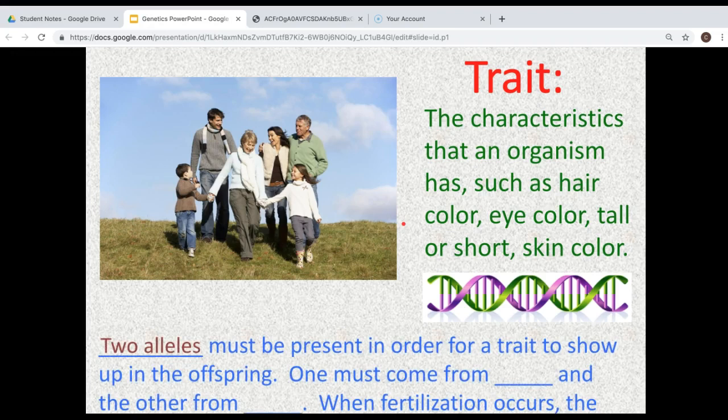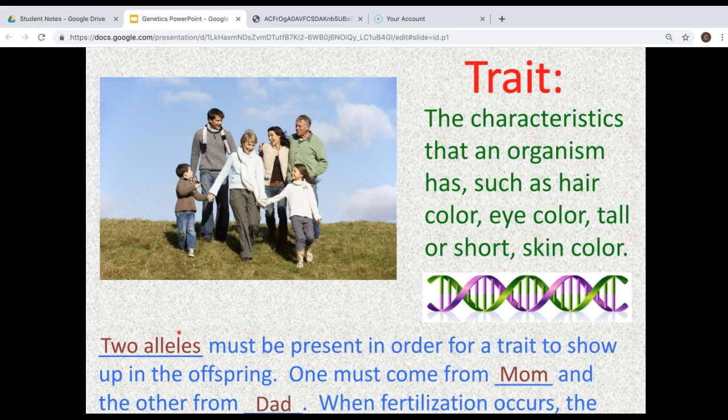We haven't heard this word before, but it's one of your definitions. It's two alleles, so we're talking about alleles now. That is a new word for you. Two alleles must be present in order for a trait to show up in the offspring. This is kind of like chromosomes here. One allele comes from mom and one from dad, and this is what we use to make Punnett squares.